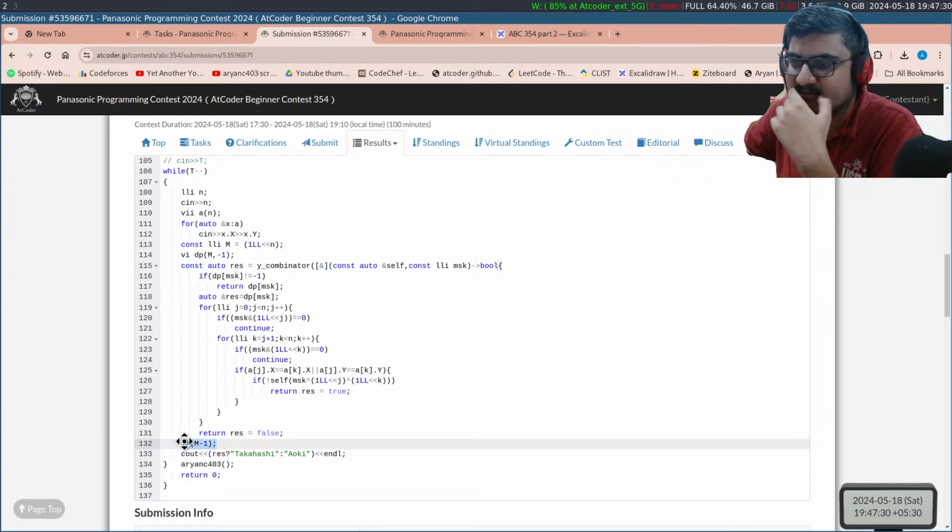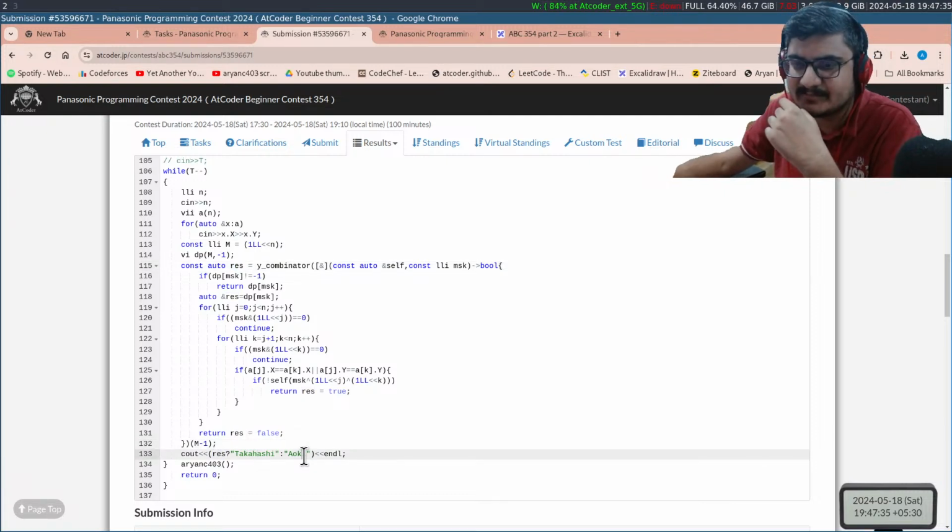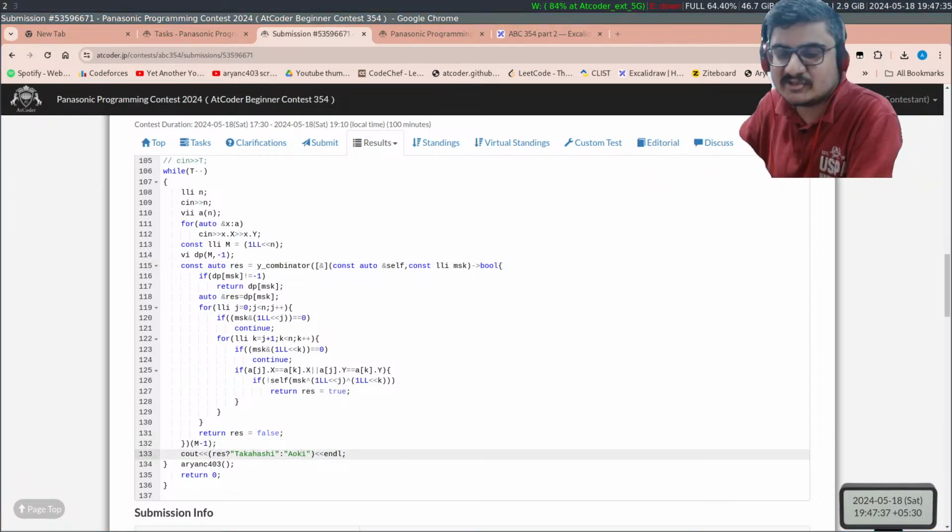And at last, we can see whether the first player wins or the second player. If the first player wins, we print Takashi. Otherwise, we print Oki. So any questions on this one?